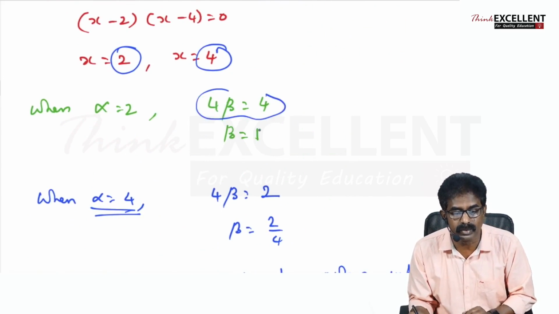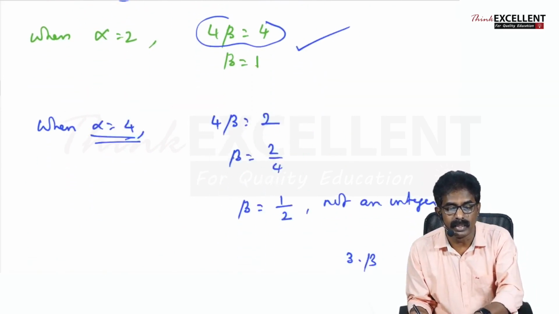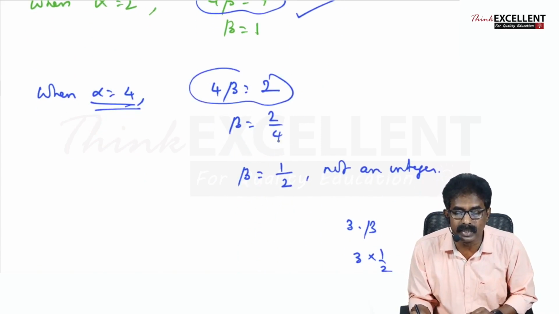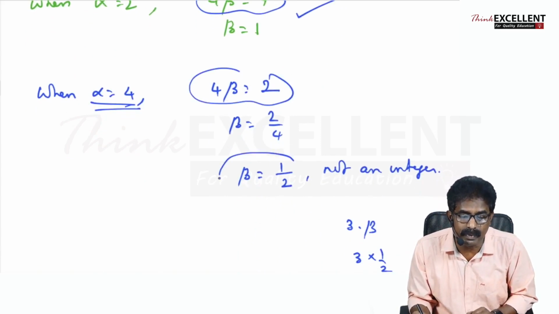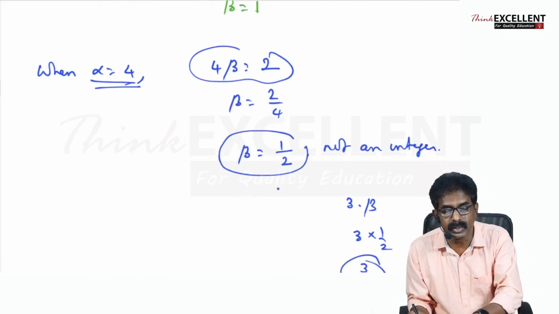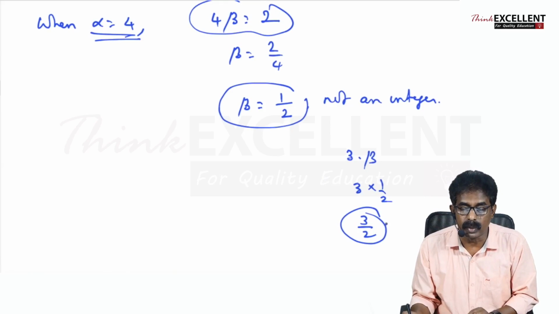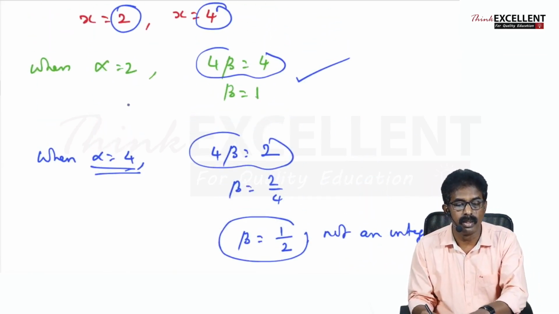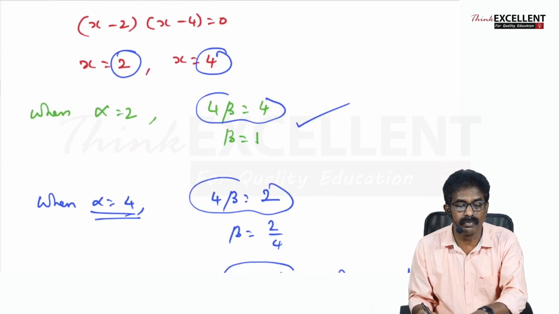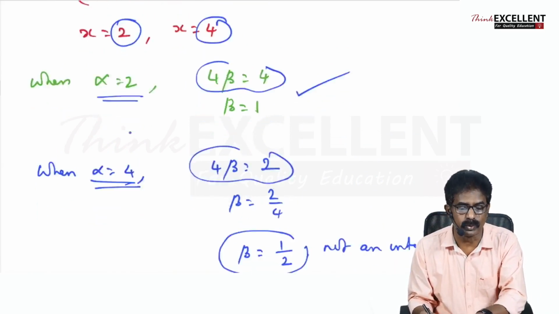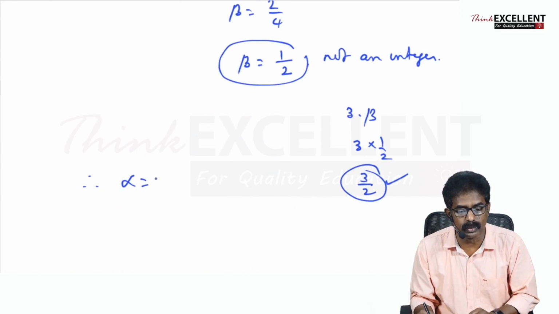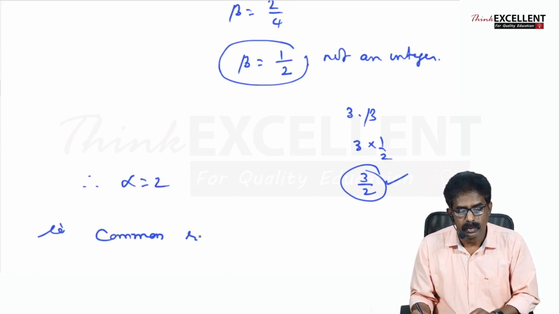So the first case is okay, beta is 1. In the second case, 4 beta is 2, that is an integer only. But the beta value 1 by 2, if you substitute that in the second equation, 3 beta, you are getting a fraction. So you cannot accept it, that is not possible. So the alpha value cannot be 4, alpha value is only 2. Therefore alpha is equal to 2, that is the common root. Hope you understood this.